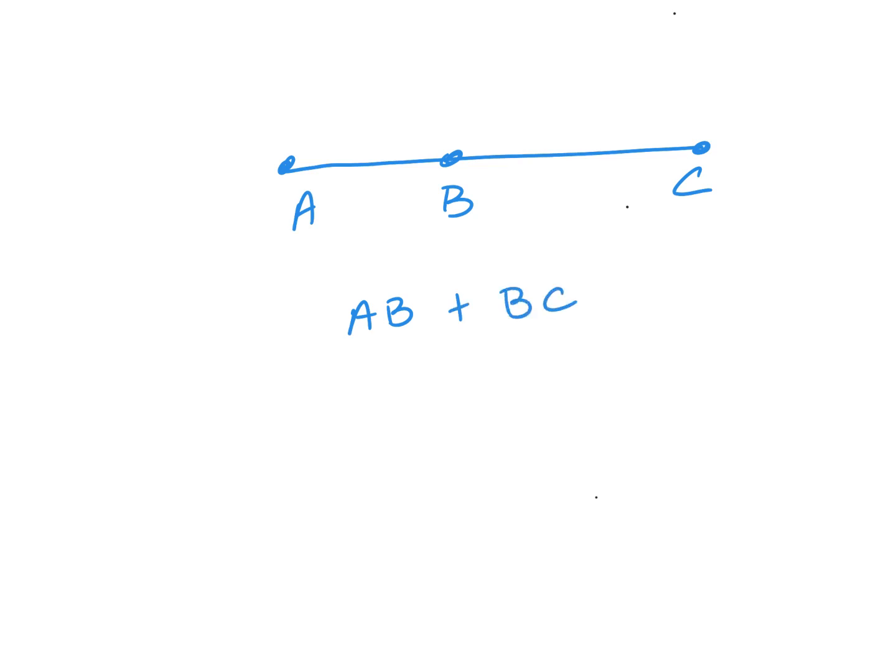The segment addition postulate says that if I have 3 points on a line, A, B, C, and this is a segment because it starts at A and ends at C, that means that AB plus BC equals AC. So if this is 6 and this is 10, 6 plus 10, AC would be 16.